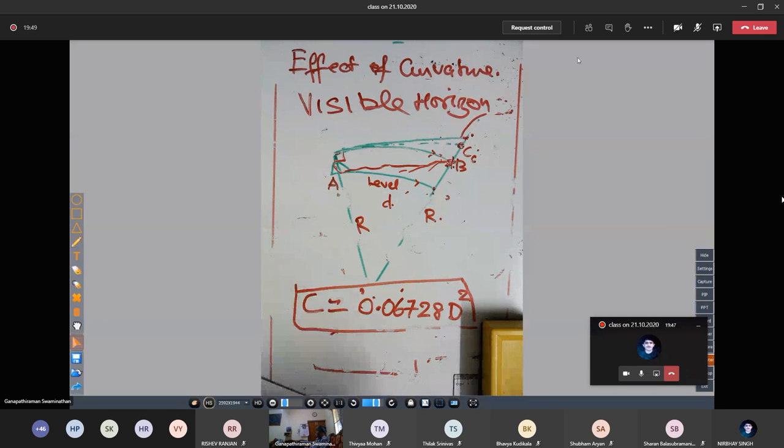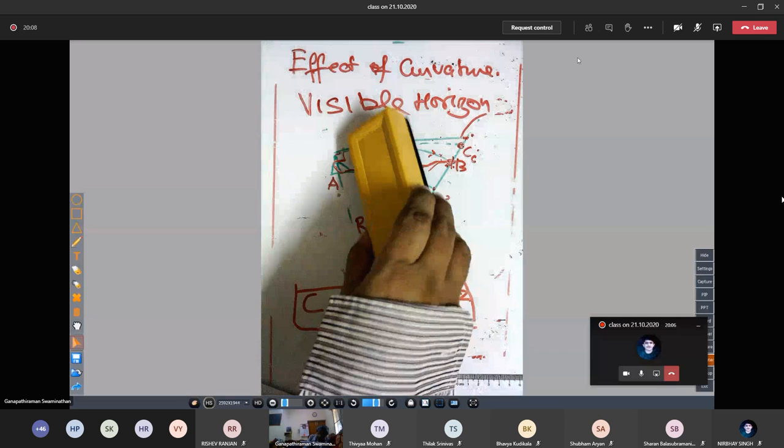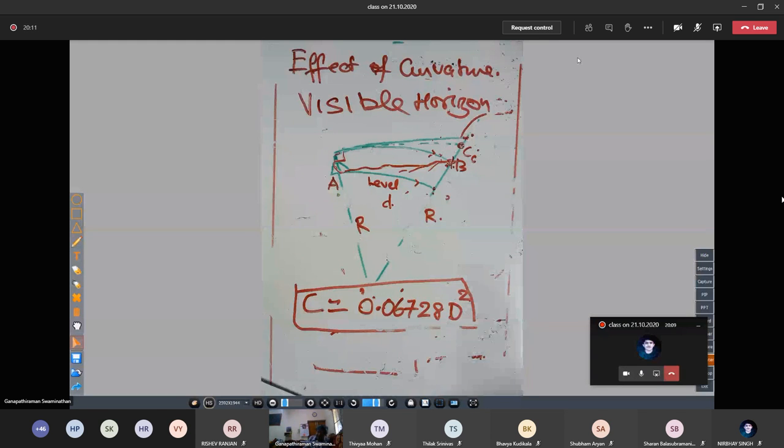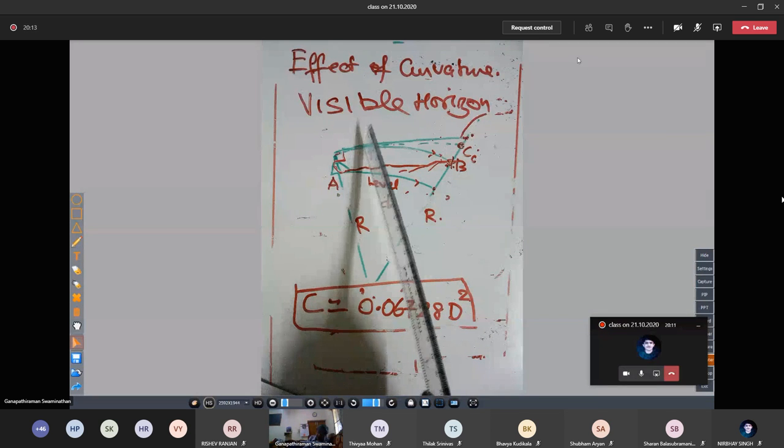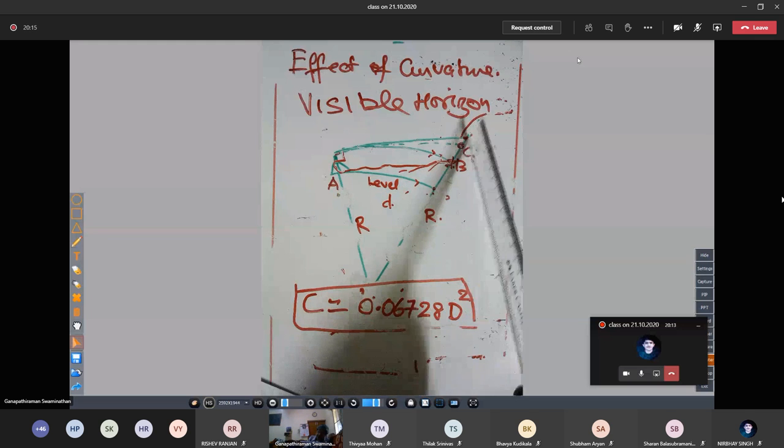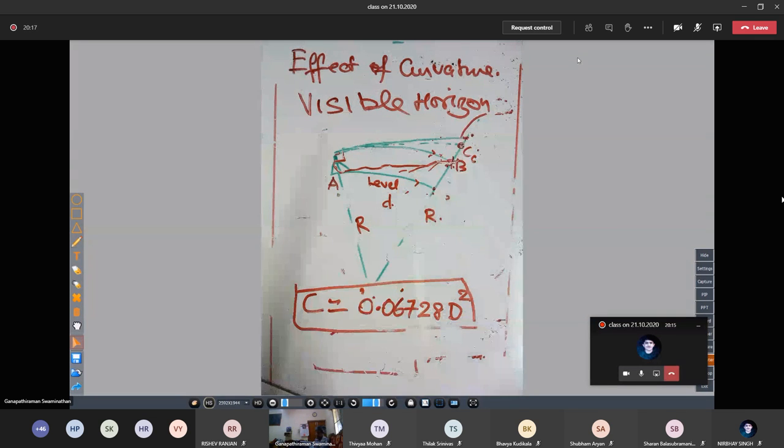So, up to 300 meter. Why is that I have put 300 meter? Up to 300 meter there is appreciably no difference between a horizontal line and a level line. If the distance is very large, there is a deviation. You get the point? Yes, sir.